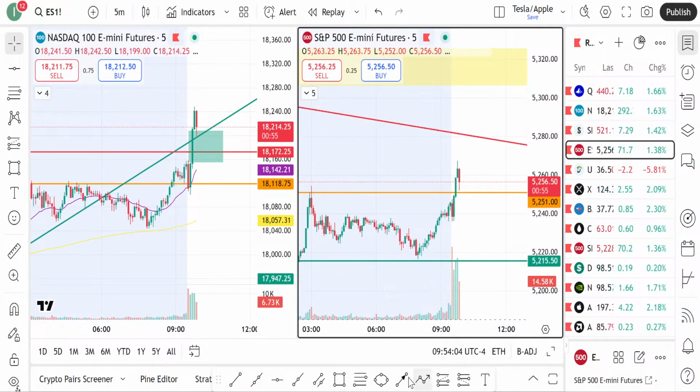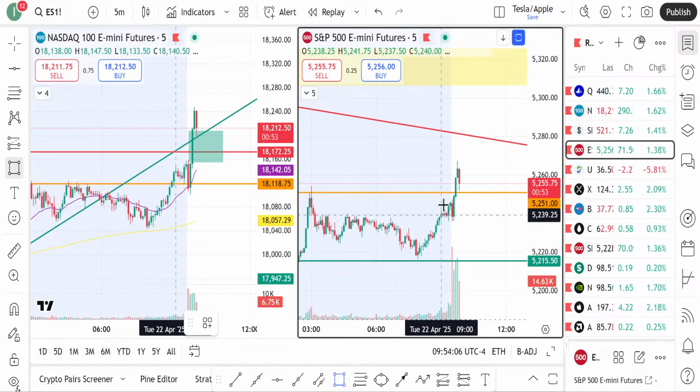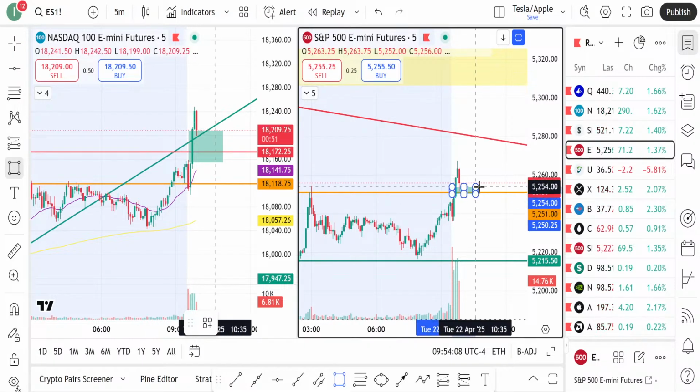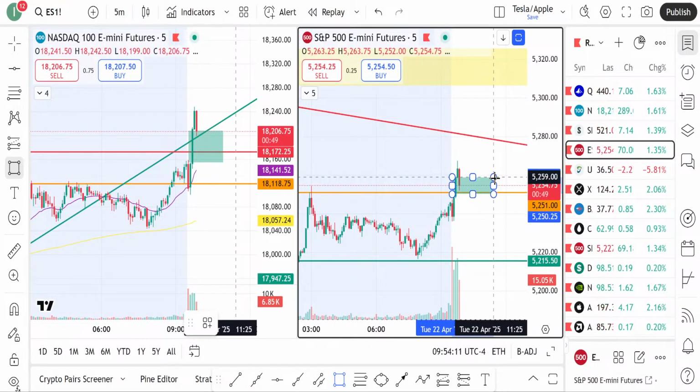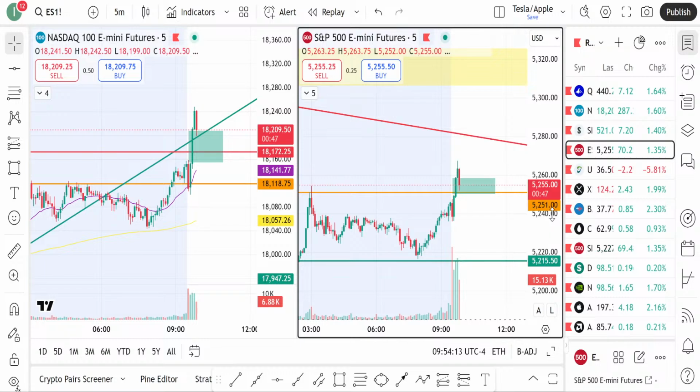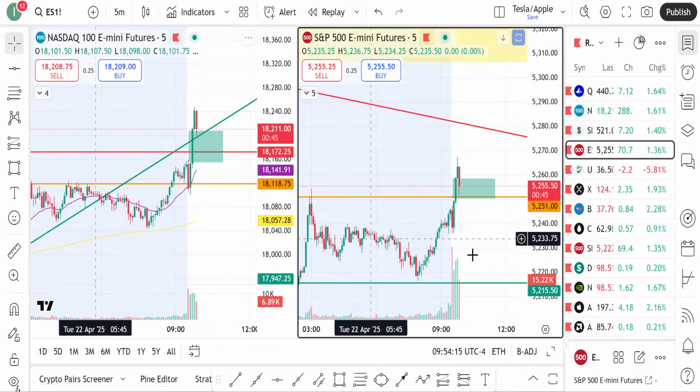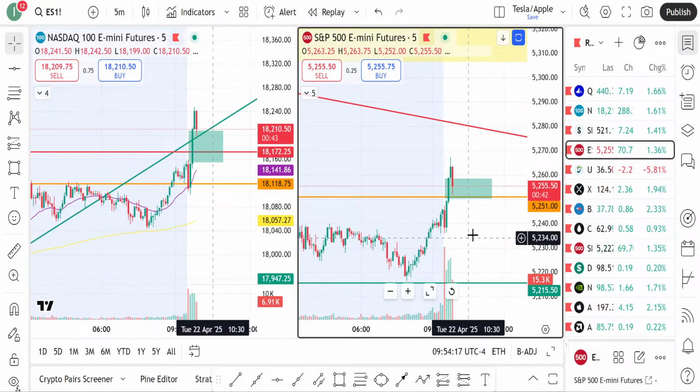We got kind of the same setup here as well on the S&P. These two move very alike, very, very identical.